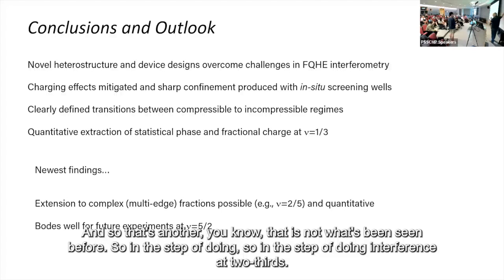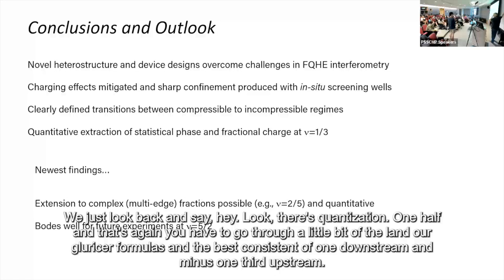So in the step of doing interference at 2/3, we just looked at it and said, hey, look, there's quantization at 1/2. Again, you have to go through a little bit of the Landauer-Büttiker formalism, but that's consistent with 1 downstream and minus 1/3 upstream.